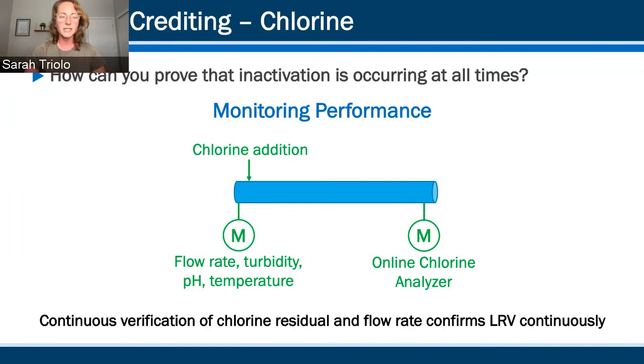that you expected. And then also, if you remember back to those CT tables, the turbidity, pH, and temperature were also factors in determining what CT was appropriate. So you also need to verify that you're within the expected range for those parameters. And then at the end, you would be measuring your chlorine residual using a chlorine analyzer. And so with all that information together, you can verify that you are in fact achieving the CT that you thought you were for your specific level of pathogen credit.